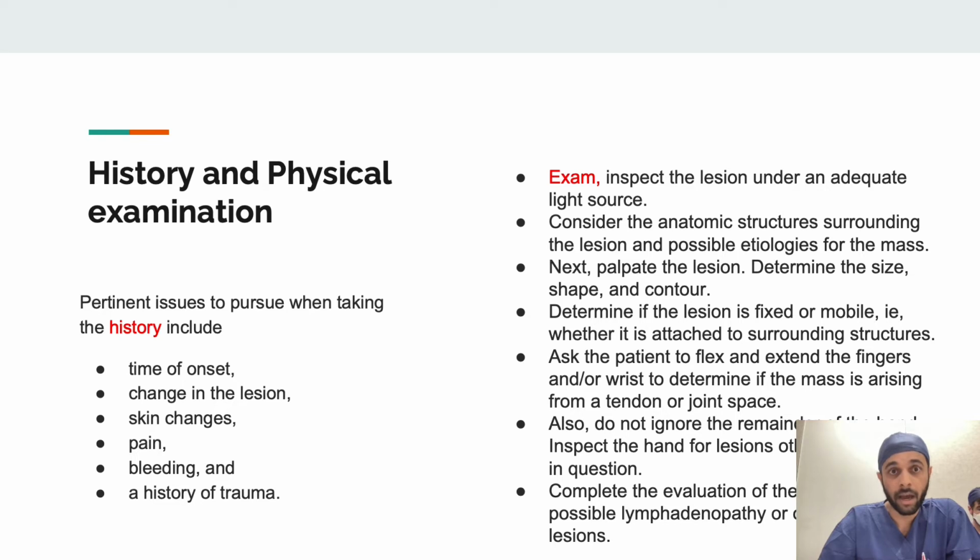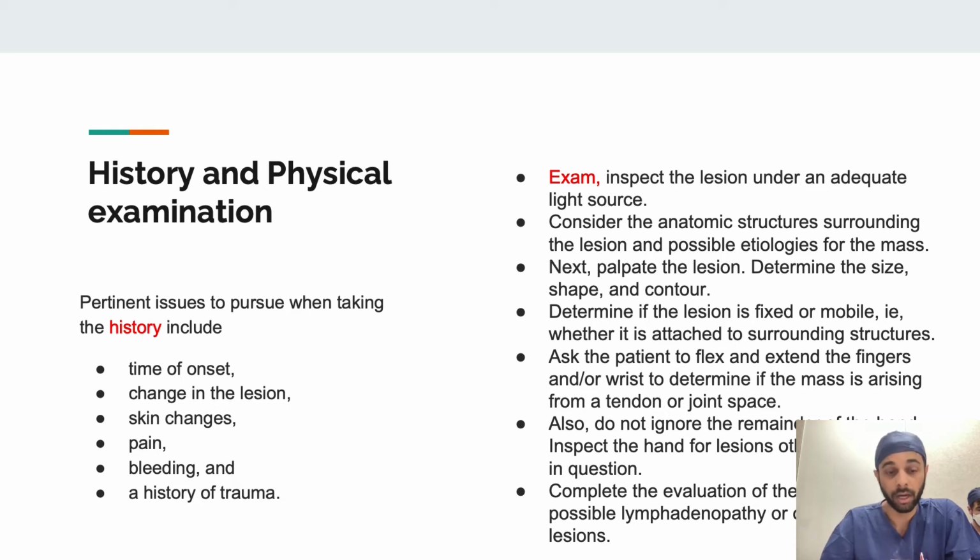As it is a hand, ask the patient to flex and extend the fingers and the wrist in order to determine whether it is arising from a tendon, whether it is arising from a joint space, whether it's arising from the bone. And while you are doing this, definitely don't ignore the rest of the hand.